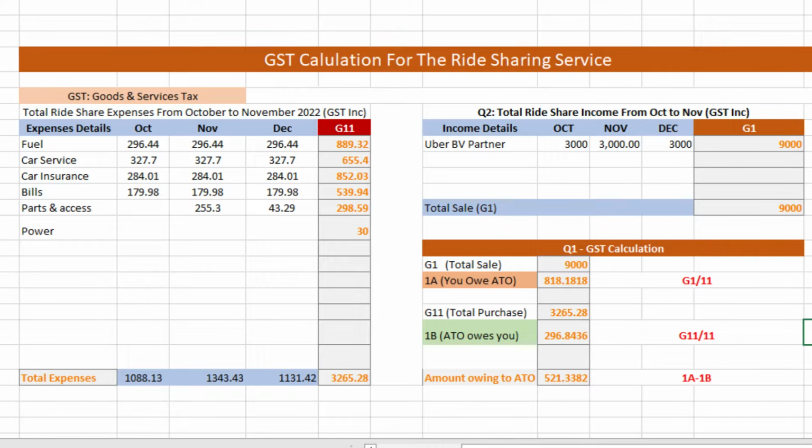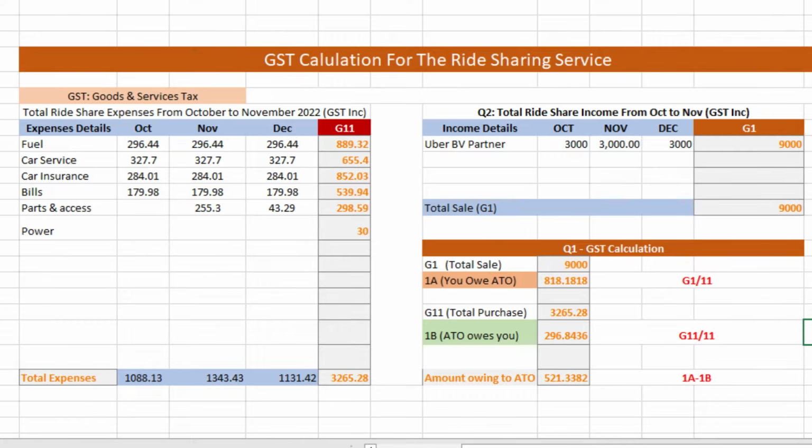What's G11 and how much is our expenses? G11 is our total expenses or purchase, and our total purchase is 3,265.28, which we are going to write here as well. The exact same calculation process will be applied to G11, means total purchase or total expenses. Then whatever left will be called 1B.